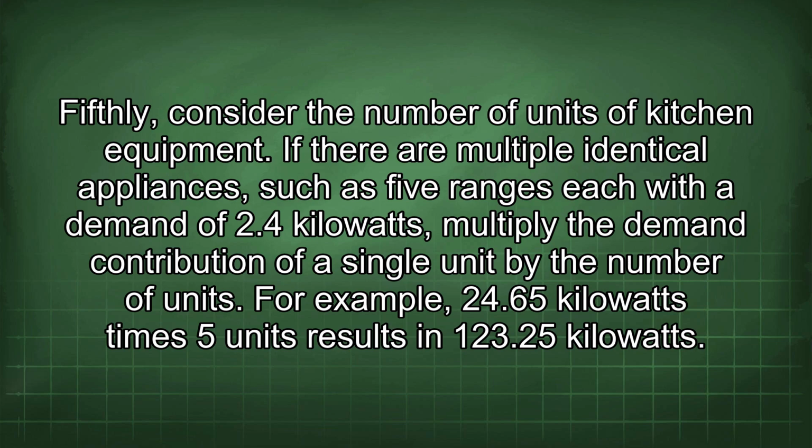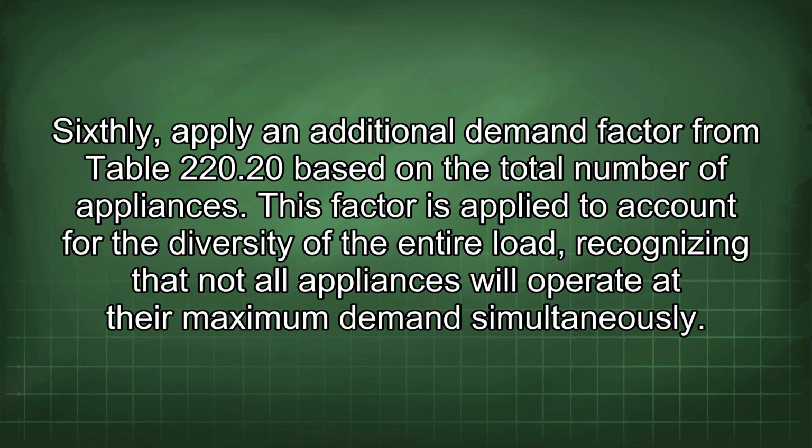Fifthly, consider the number of units of kitchen equipment. If there are multiple identical appliances, such as 5 ranges each with a demand of 2.4 kilowatts, multiply the demand contribution of a single unit by the number of units. For example, 24.65 kilowatts times 5 units results in 123.25 kilowatts. Sixthly, apply an additional demand factor from Table 220.20 based on the total number of appliances.